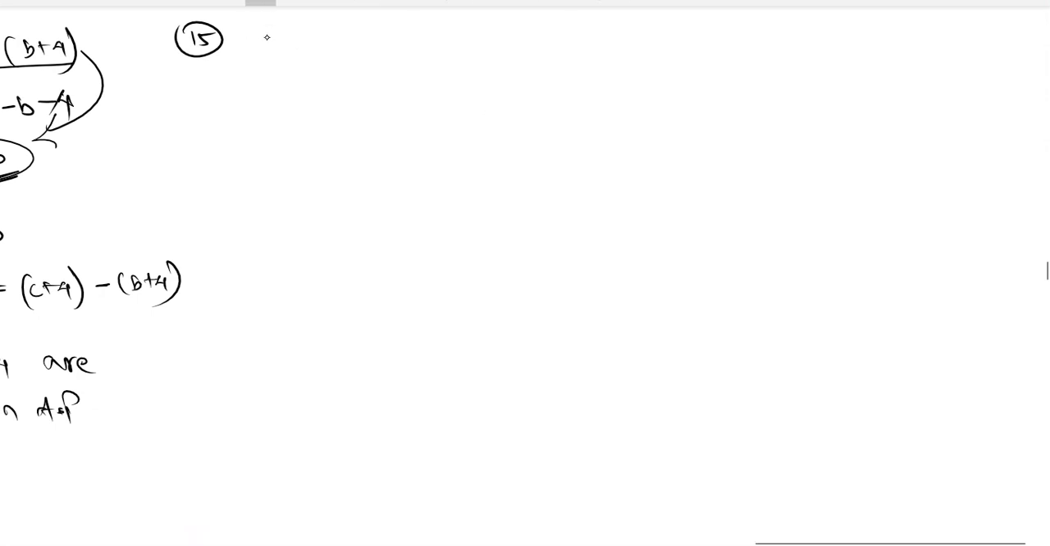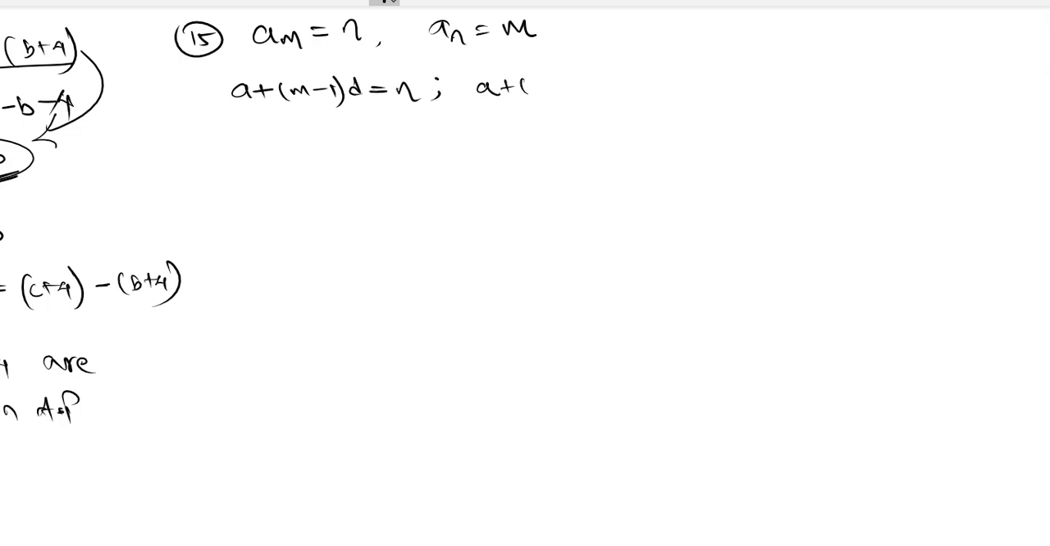Okay, so what they are saying is the mth term of an AP is equal to n and the nth term of the AP is equal to m. Now what do you understand from this? The mth term of an AP will be A plus (m minus 1) into D, which is equal to n. The nth term of an AP means A plus (n minus 1) into D is equal to m, right? So if you solve these two, equation 1 and equation 2, what do you get?